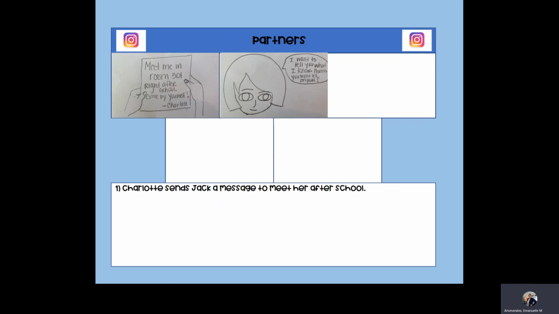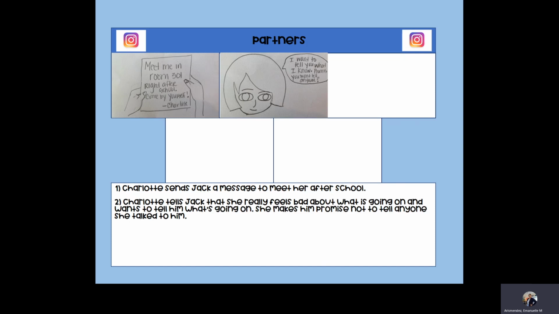So number 1 for our first picture, I would say Charlotte sends Jack a message to meet her after school. And number 2 would be that Charlotte tells Jack that she really feels bad about what is going on and wants to tell him what's going on. She makes him promise not to tell anyone that she talked to him. So you guys will do what happens next, or the climax. Then you'll do the falling action and the resolution, and we will upload it to our Class Dojo portfolios.